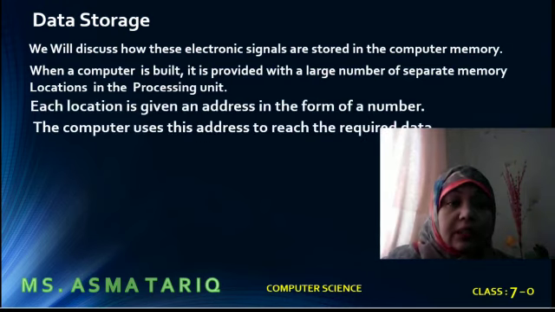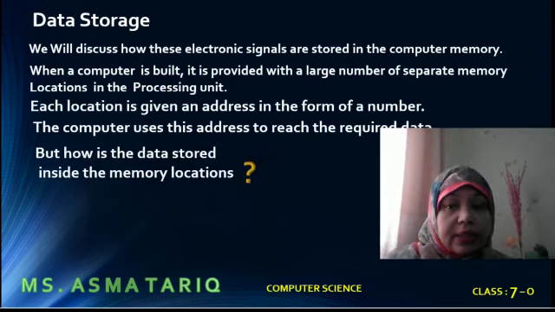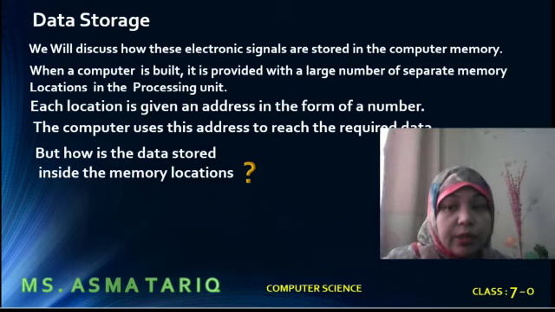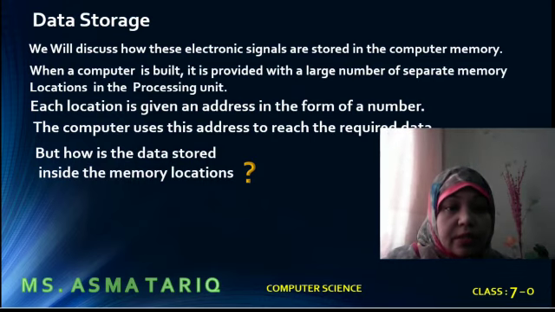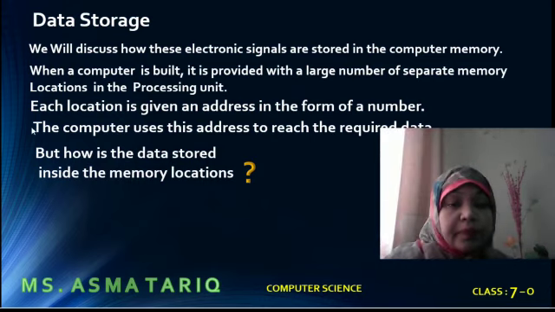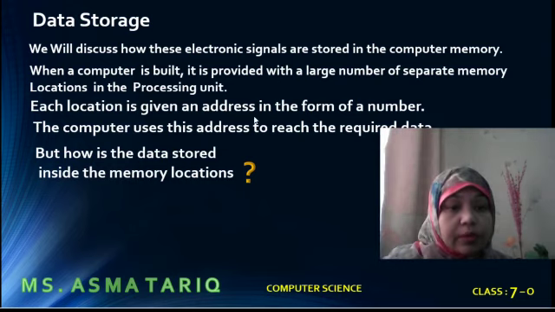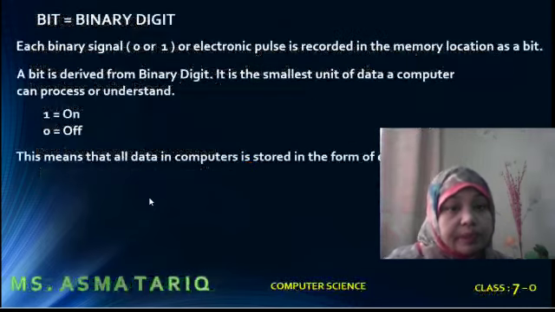When we discuss how these electronic signals are stored in the computer memory: when a computer is built, it is provided with a large number of separate memory locations in the processing unit. Each location is given an address in the form of a number. The computer uses this address to reach the required data. But how is the data stored inside the computer memory locations?